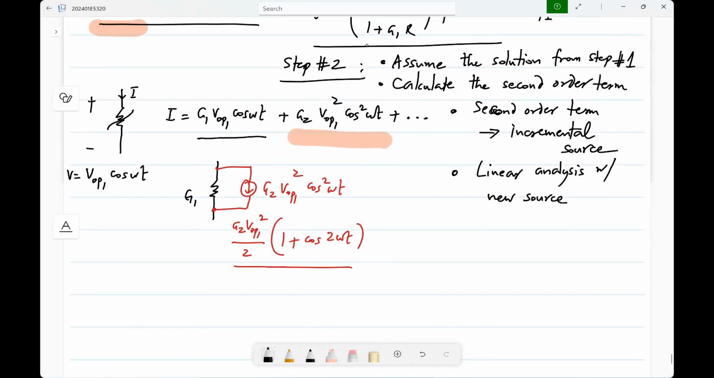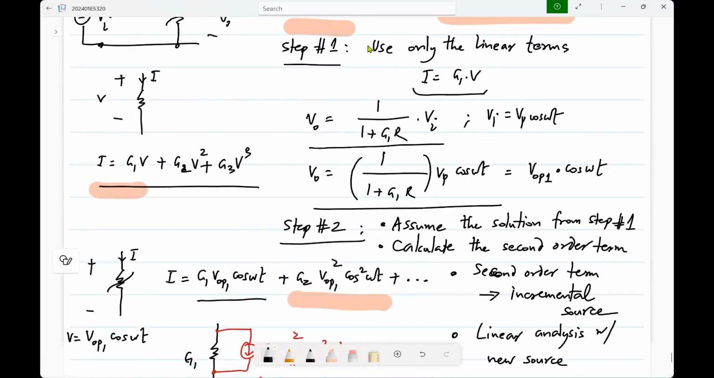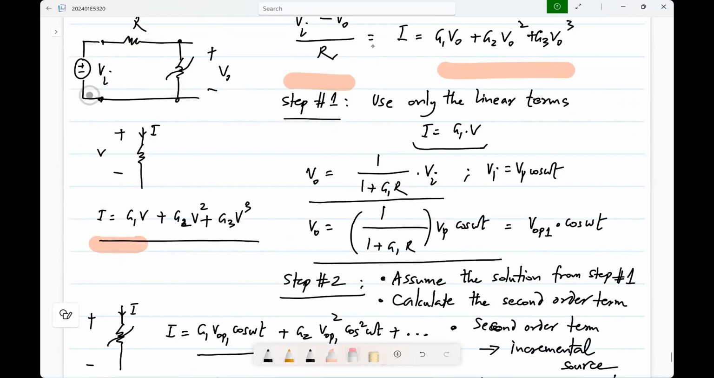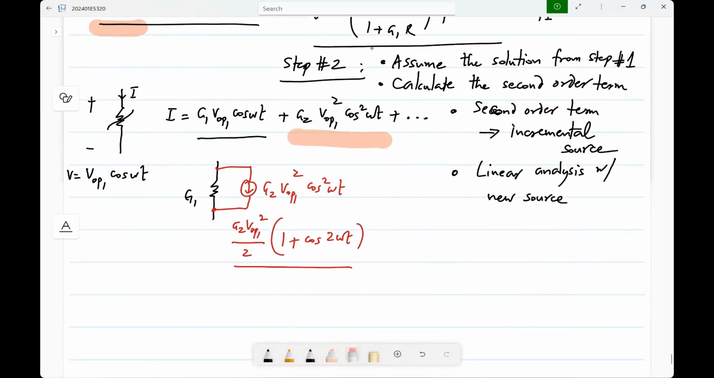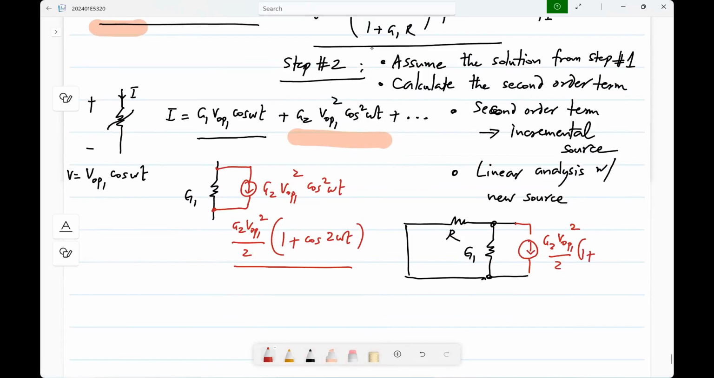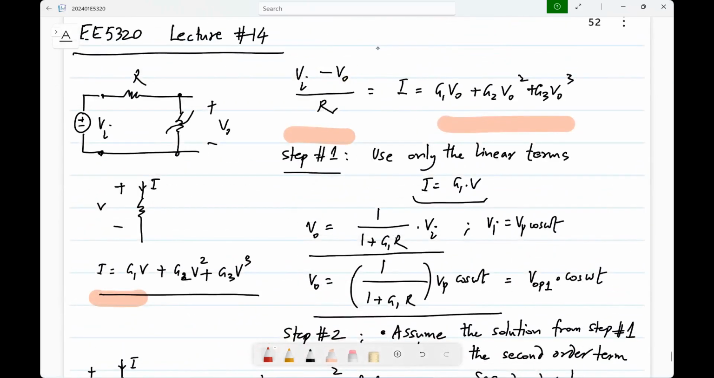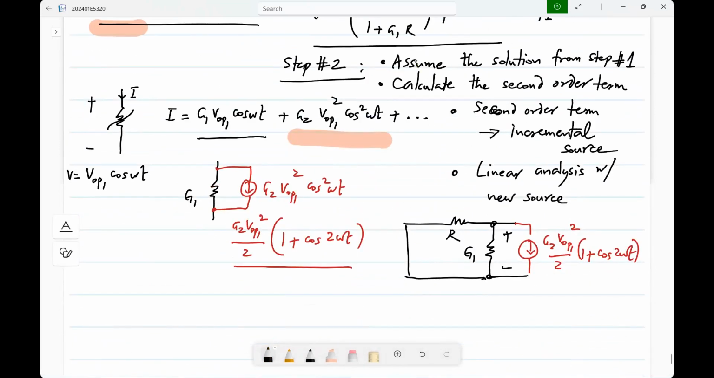What is the circuit now? We are only doing incremental analysis, that is, whatever is on top of this. So this Vi will be 0. We will only do it with the additional source. The new circuit that we have to solve has this R and a conductance G1. It should be obvious from the symbol whether I'm writing the conductance or the resistance. And then we have this new source, which is G2 VOP1 square by 2, 1 plus cos 2 omega t. If I call whatever I got in step 1 VO1, whatever comes out as first order, now I'll solve for VO2.